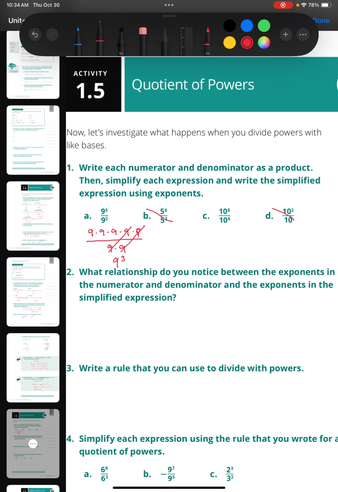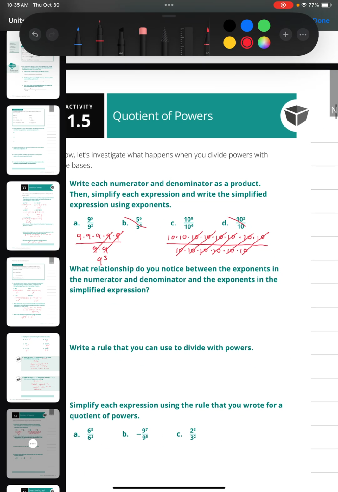So again, we're going to do C. If we did the same thing on C, we've got 10 8s in the numerator. 3, 4, 5, 6, 7, and 8. In the denominator, we have 6. 1, 2, 3, 4, 5, and 6. So again, if we cancel out 1 in the numerator for every 1 we can cancel out in the denominator, what we're left with is 2. So 10 to the second power.